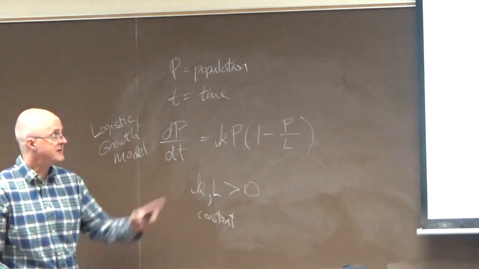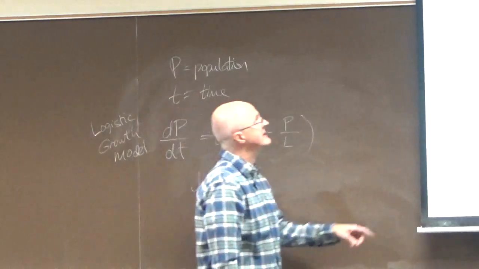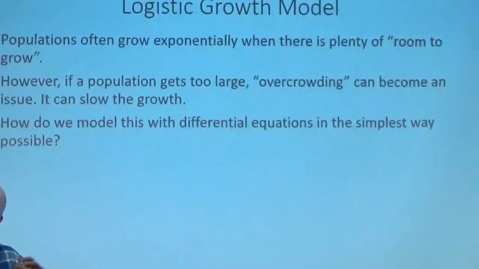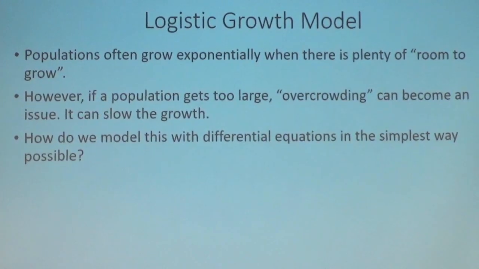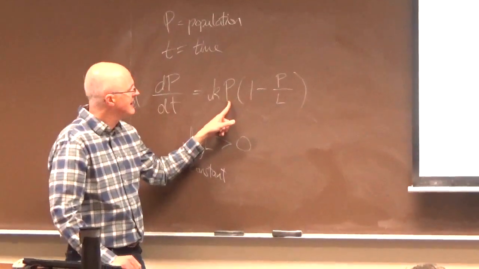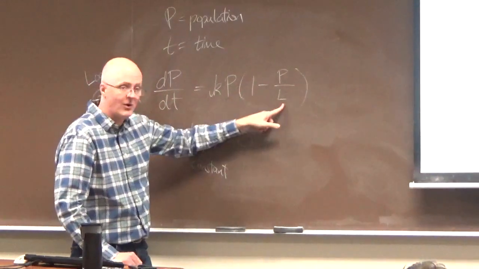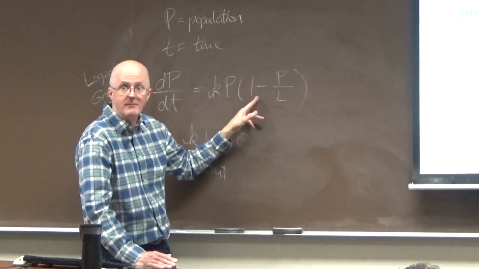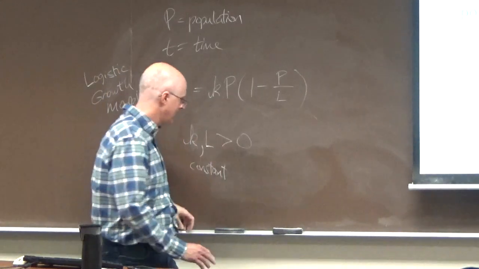Why does this model fit the first two bullet points on the screen? The first bullet point says populations often tend to grow exponentially when there's plenty of room to grow. When the population is small, when P is small, what happens? If P is close to 0, well, that's close to 0, and this is close to 1. That's what I meant to say. If P is close to 0, P over L is also close to 0. 1 minus it is close to 1.